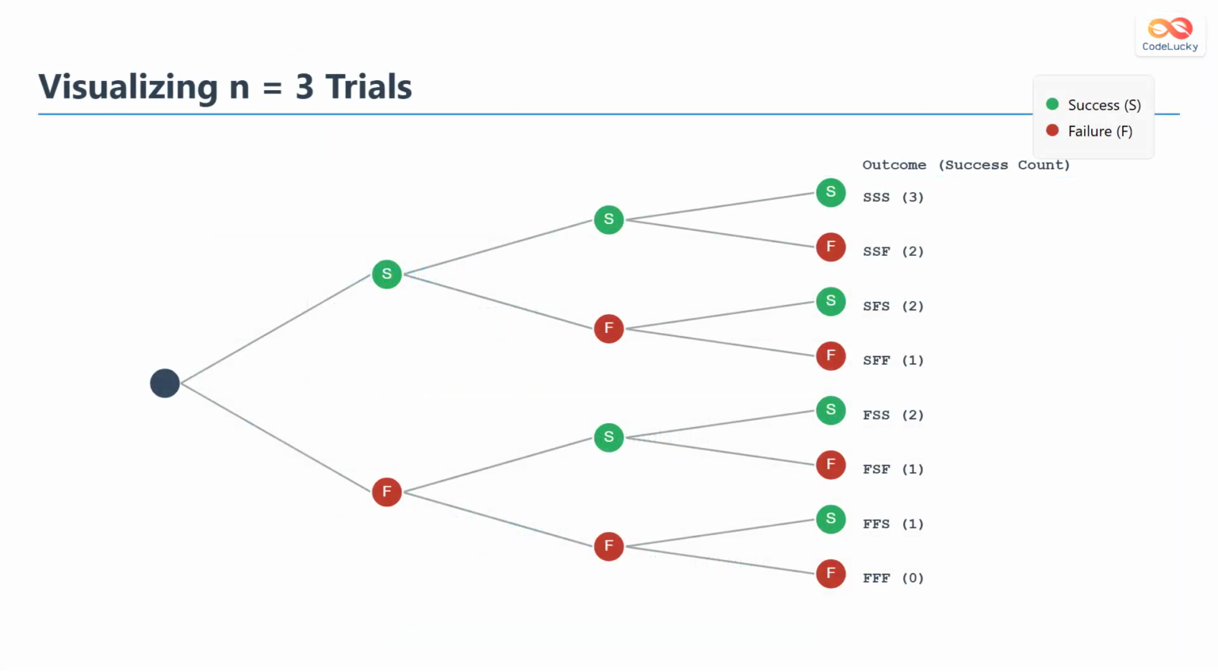Let's visualize this with a probability tree for 3 trials. Here, we start at the left and branch out. Each split represents a trial resulting in success or failure. By the time we reach the end on the right, we have listed every possible sequence of outcomes. Some paths result in 3 successes, some in 2, some in 1, and one path results in 0 successes. The binomial distribution gives us a shortcut to calculate the probabilities of these end results without drawing this massive tree every time.